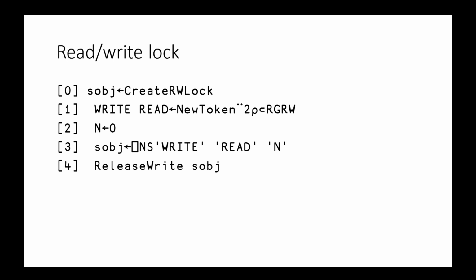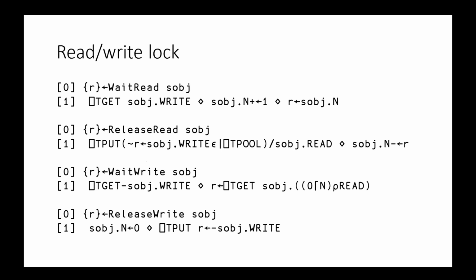Here is the code. It asks for 2 tokens in the range for ReadWrite objects. It has a counter which keeps track of the number of read accesses out there. Put these 3 in a namespace, and then puts the write token in the pool. And this is the code for the remaining bits.